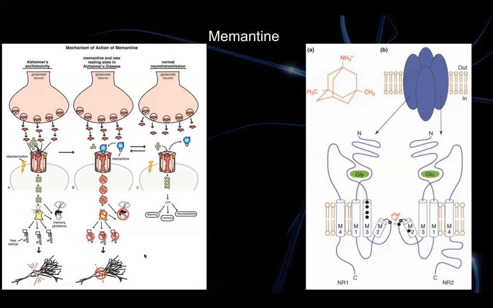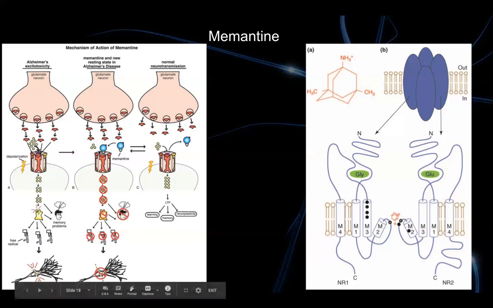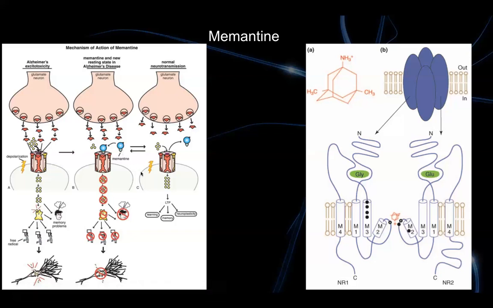But after this channel is open, memantine can block it to prevent further damage to neurons in the central nervous system that are already being degraded by Alzheimer's pathology.